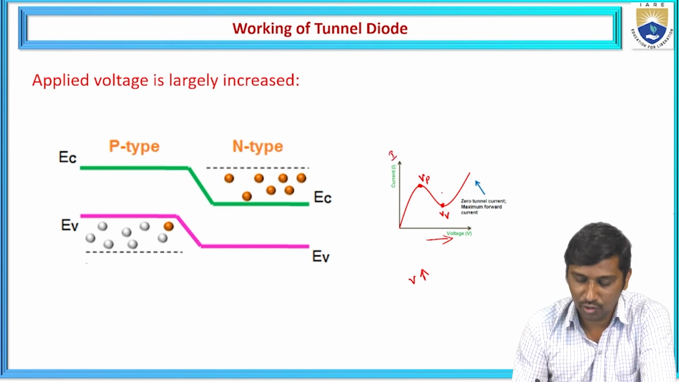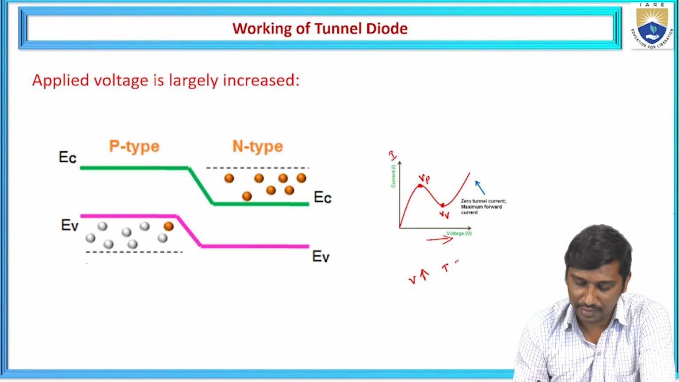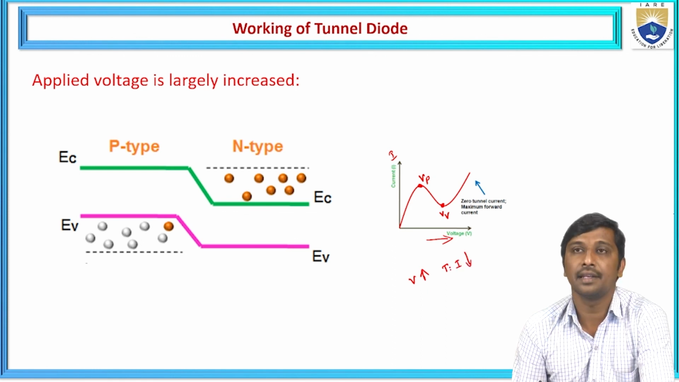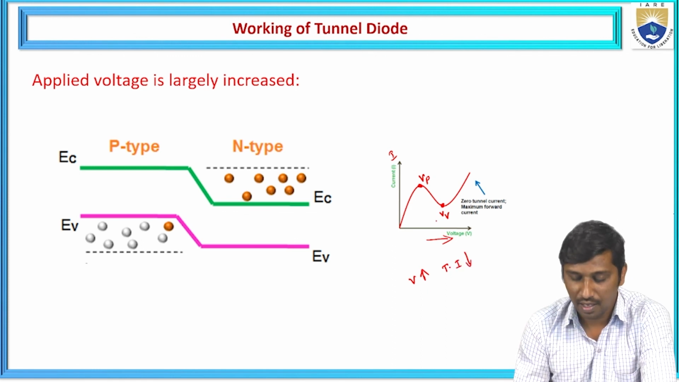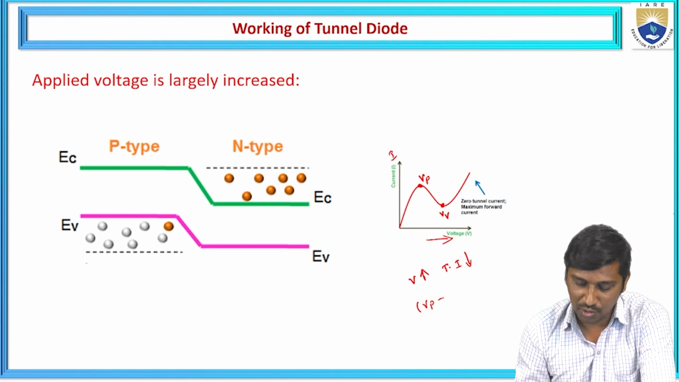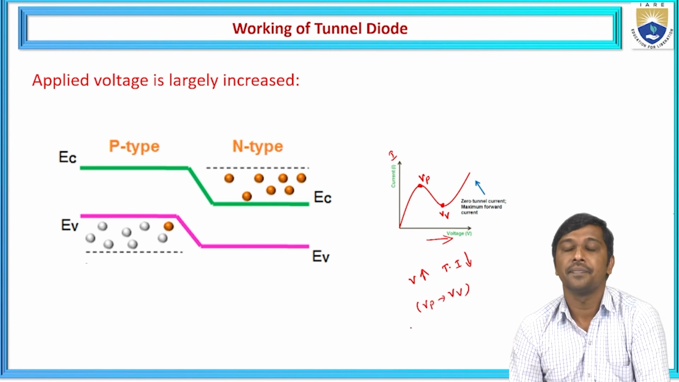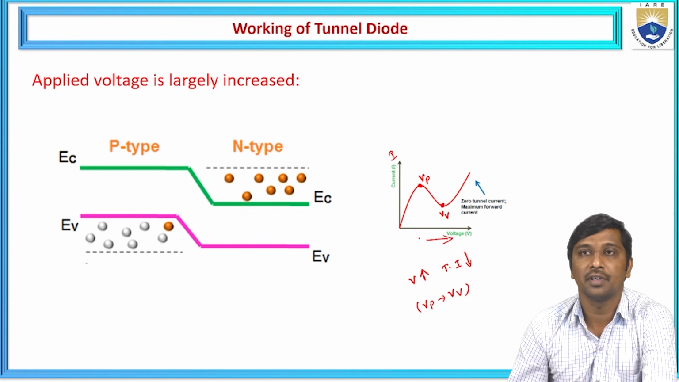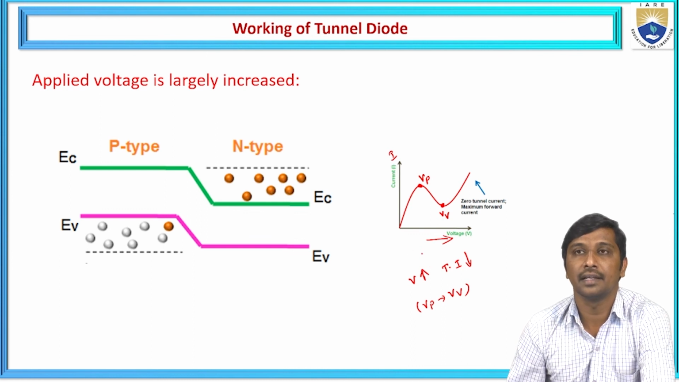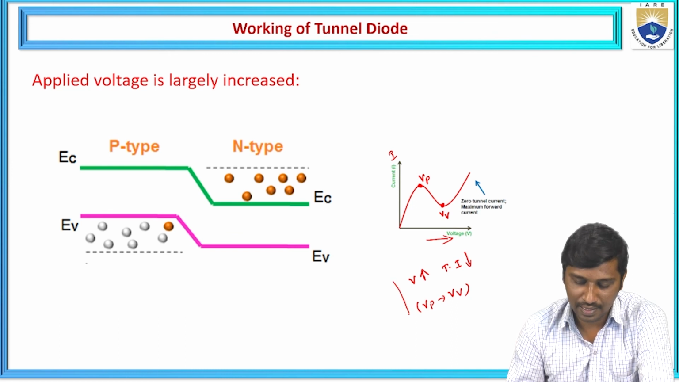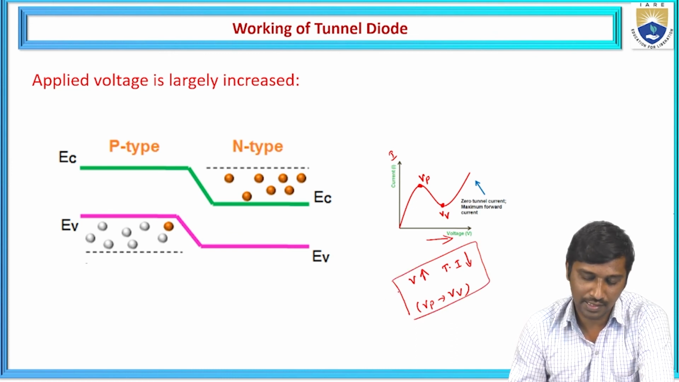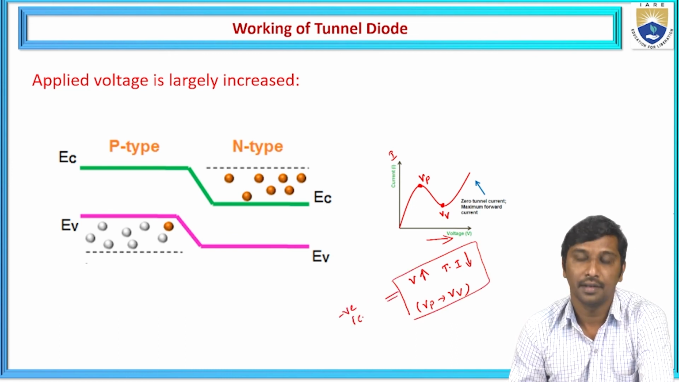So under this condition, what happens? The tunneling current decreases here. The tunneling current decreases from the peak voltage to the valley voltage, even though you are applying the forward voltage in the increasing direction, the current decreases. Under this condition, the tunnel diode satisfies the negative resistance region characteristics.